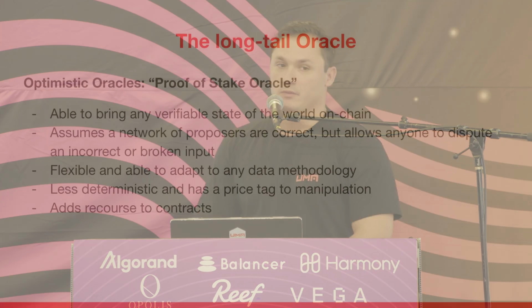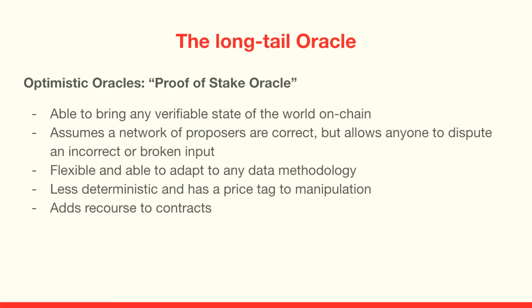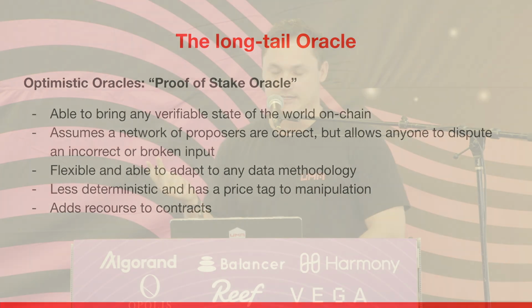The idea of having this long tail of data be brought on-chain in an efficient way is what we're going to term the optimistic oracle. It's something that UMA's been working on for a while. It's similar in concept to the change from proof of work to proof of stake. What we're able to do is bring any verifiable state of the world on-chain through a network of participating proposers, disputers, and requesters.